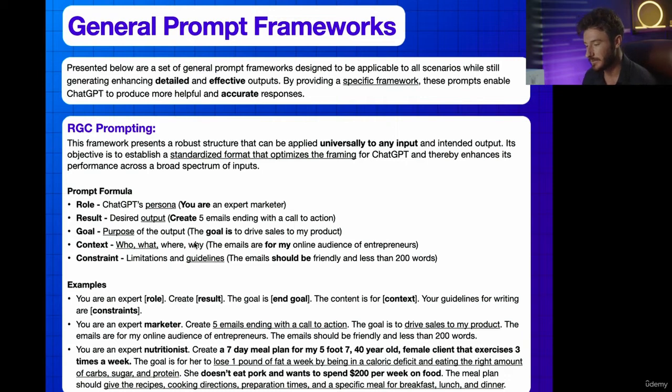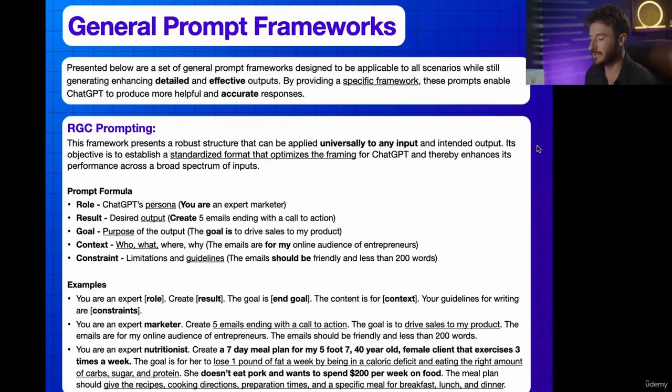So we have at the beginning ChatGPT's persona, aka you are going to act as an expert marketer. We have our result or our desired output, which is, for example, create 5 emails ending with a call to action. We have our goal, aka the purpose of the output. Let's say the goal is to drive more sales to a product. We have the context, aka the who, what, where, and why. This could be that the emails for the newsletter are for my online audience and entrepreneurs. And then we have the constraints or the limitations and guidelines for ChatGPT to act under. So this email or these emails should be friendly and less than 200 words.